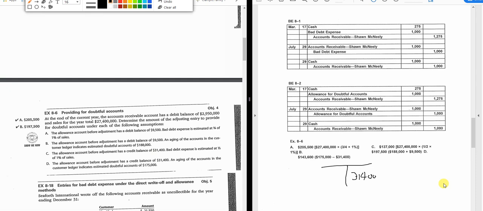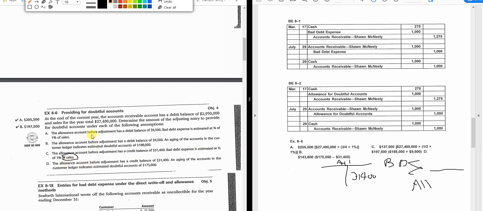So the question is, do I care about this $31,400 that's in the allowance? And the answer is no. No, I don't care, because I'm basing it on sales. And for sales, I care what my entry is into bad debt expense, not the allowance. So there's my credit for the allowance. Bad debt expense starts out the year at 0.